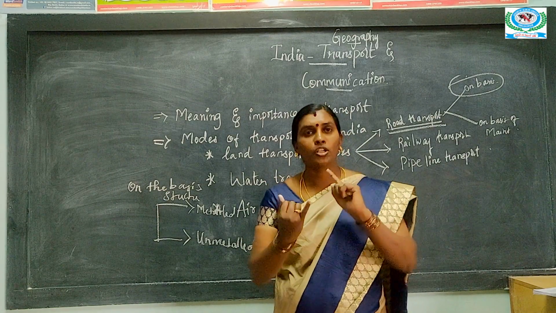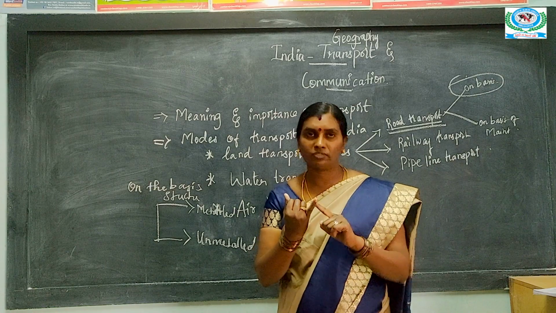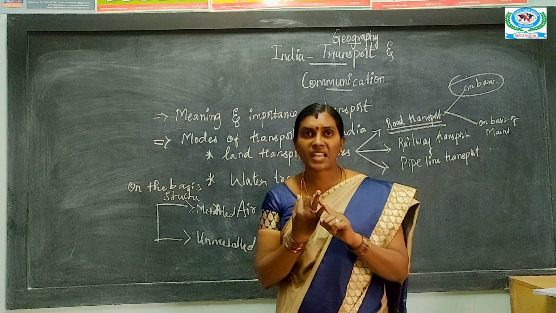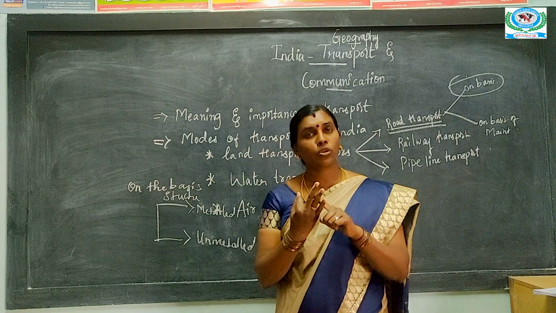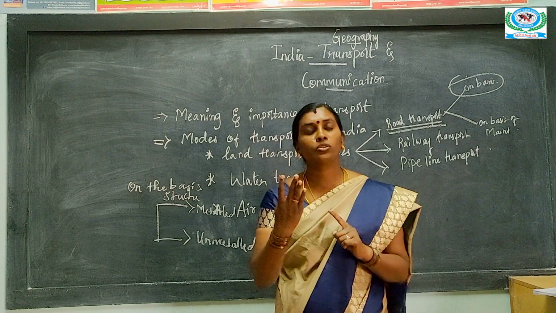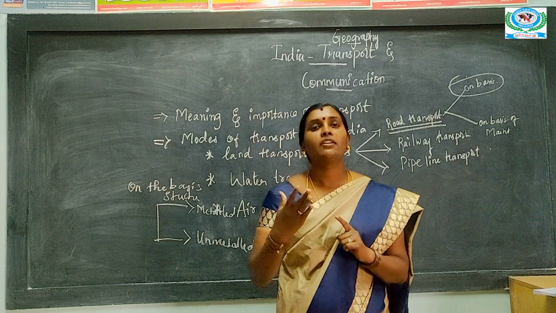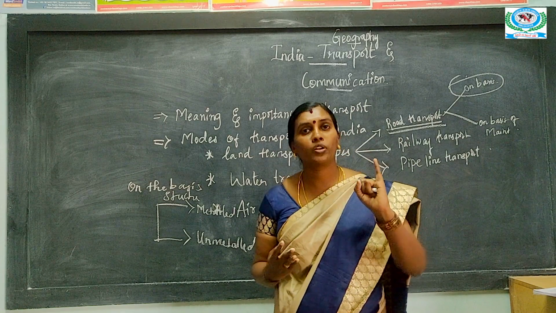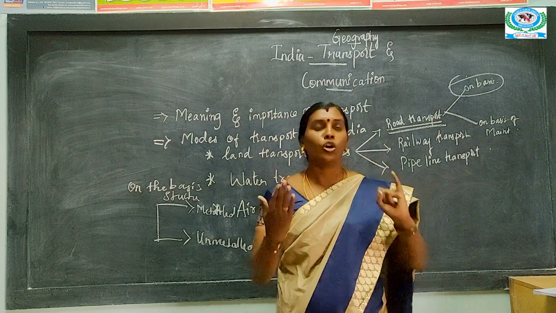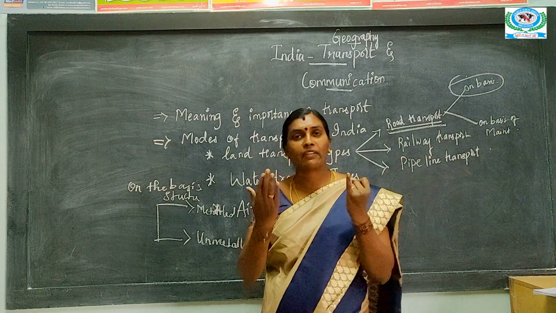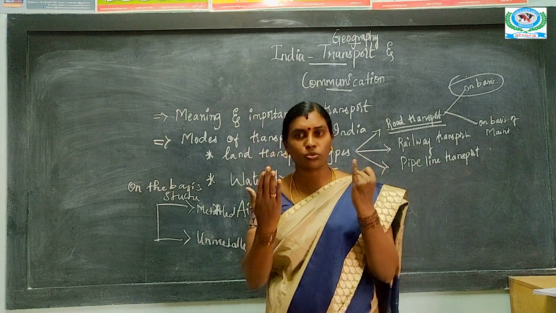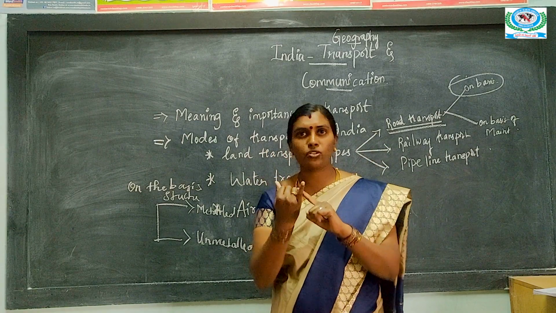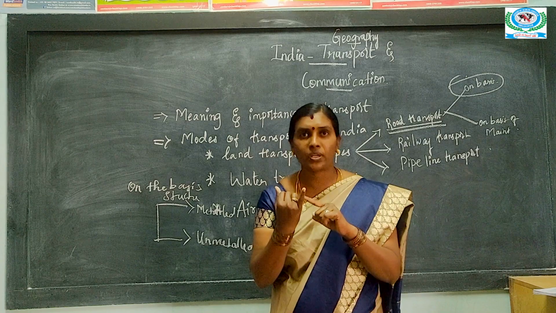One is called golden quadrilateral ways or the super highways. Second is called national highways. Third is called state highways. Fourth is called district highways. Fifth is called village roads. And sixth is called border roads. So again on the basis of the maintenance, we have 6 categories of roads. One is called golden quadrilateral highways, or it is also called super highways.